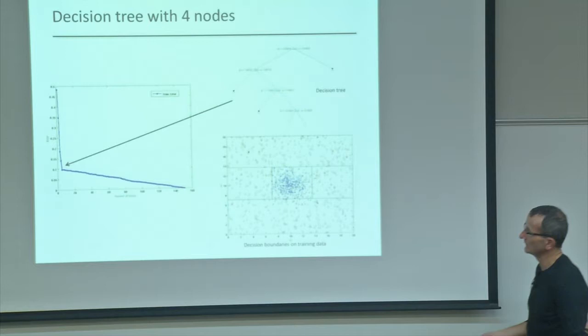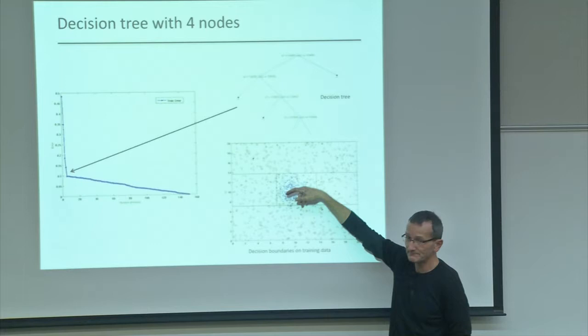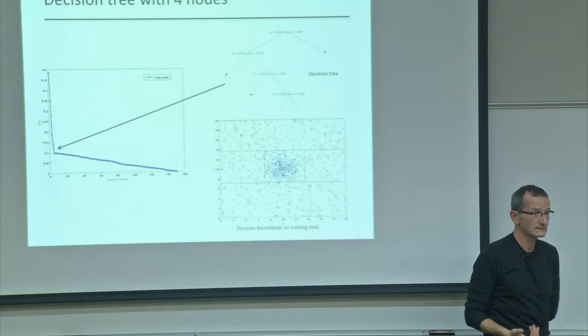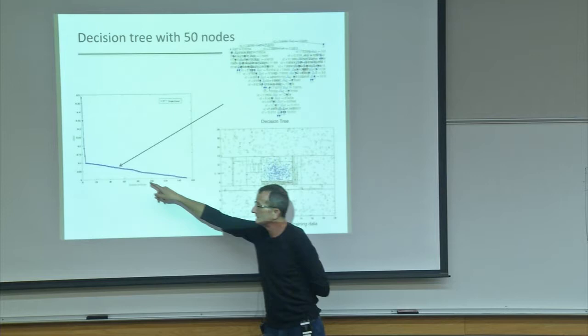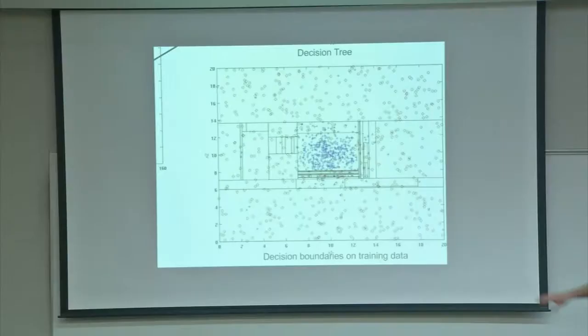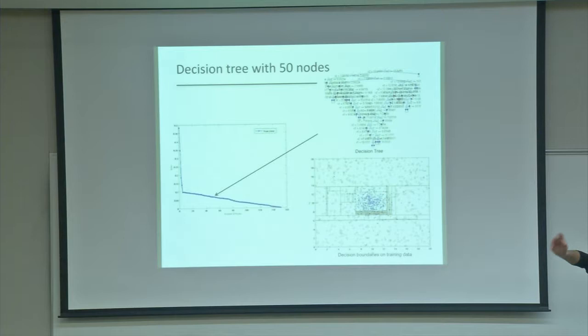So after adding 1, 2, 3, 4 nodes, I can essentially peel out the stuff around the circle, and stuff in the middle of the circle I will call pluses, and everything else I'll call circles. And here is how the tree looks somewhere here. So here's what the decision tree looks like halfway through that exercise. It's a very complex decision tree, and each successive node essentially peels off just a tiny little bit of some of the misclassified examples. So that's why you see the training error slowly going down.